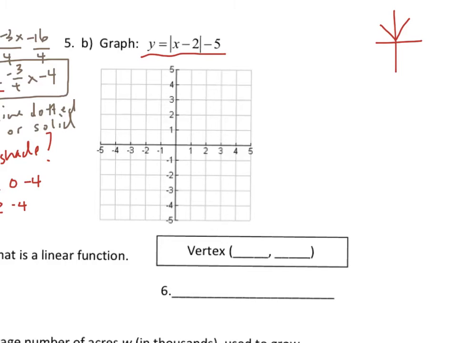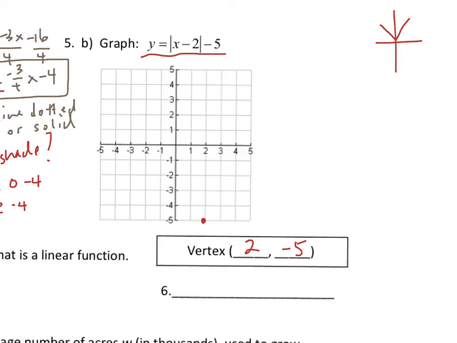So the vertex of my absolute value graph is found by taking the opposite of what's inside and exactly what's outside. So in this case, x minus 2 inside gives me an x coordinate of 2, and minus 5 gives a y coordinate of negative 5. So I start my graph at (2, negative 5), my vertex.